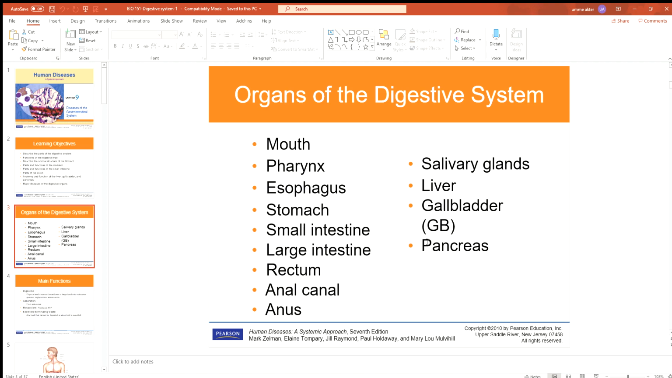The pancreas is another very important accessory digestive organ. It produces pancreatic juice that contains amylase, lipase, and protease. So all three types of digestive enzymes are present in that pancreatic juice. I'm mentioning again: amylase, lipase, protease. Amylase for the digestion of carbohydrates, lipase for lipids, and protease for protein digestion. So these are the parts of the digestive system or gastrointestinal system.